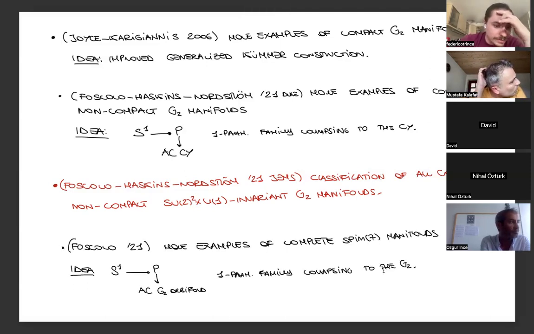And finally, the last piece of examples that I want to mention is Foscolo in 2021. He constructed more examples of complete Spin(7) manifolds from asymptotically conical G2 orbifolds. Okay, so this was just a very brief history, and it's not complete, of course, but it's a bit of a history of complete, compact and non-compact G2 manifolds and Spin(7) manifolds that have been constructed in the last 30, 40 years.